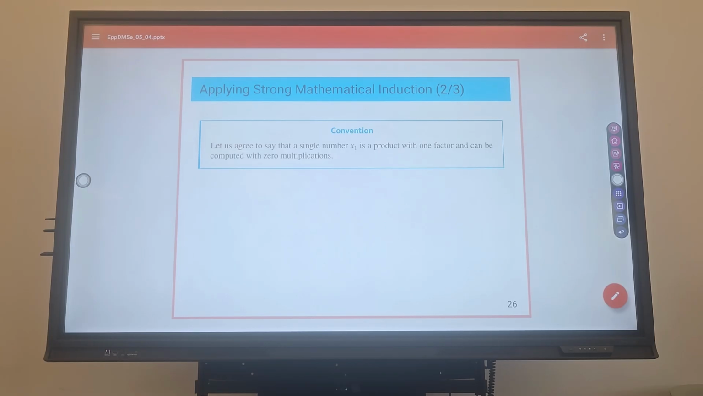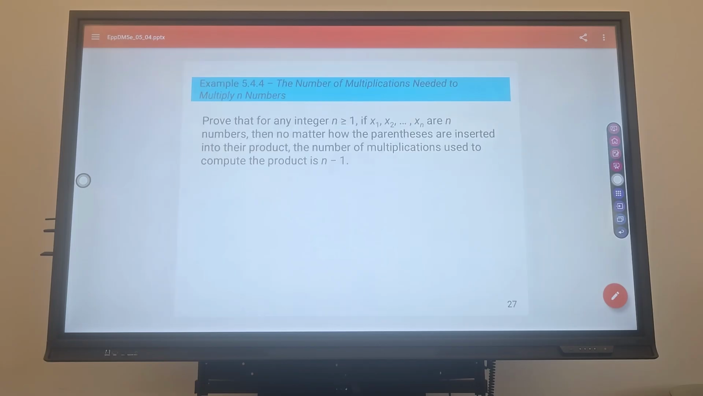Convention. Let us agree to say that a single number x sub 1 is a product with one factor and can be computed with 0 multiplications. Prove that for any integer n greater than or equal to 1, if x sub 1, x sub 2, x sub 3, etc. to x sub n are n numbers, then no matter how the parentheses are inserted into their product, the number of multiplications used to compute the product is n minus 1.